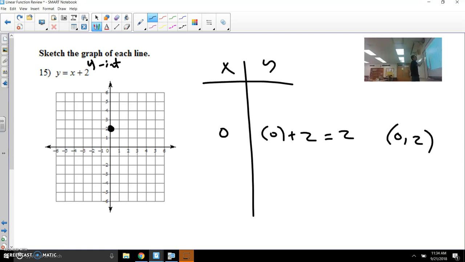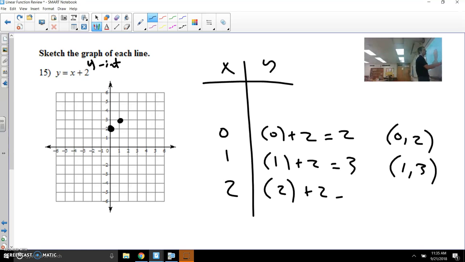Now, if I was to plug in 1, x plus 2 is my equation, I'm plugging in 1 for x, and you get 3. So (1, 3) is a point. I'm going to find 1, go right 1, and go up 3. And now we're starting to see the line form. I plug in 2. 2 plus 2 is 4. So (2, 4) is a point.